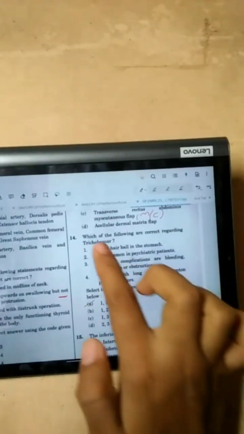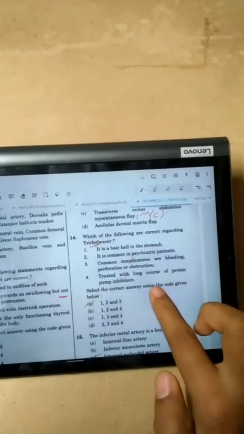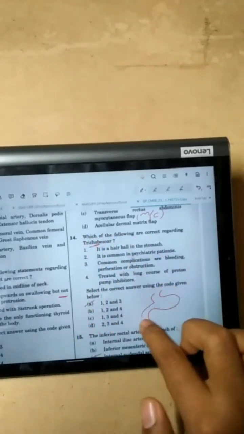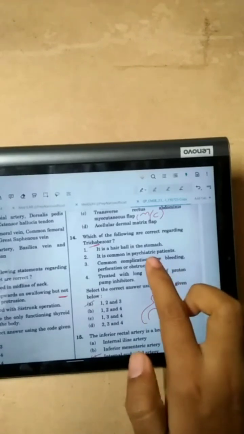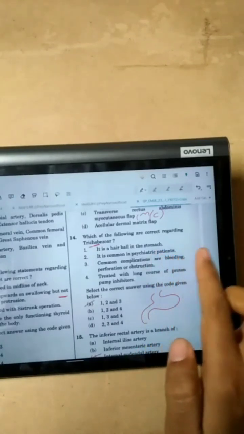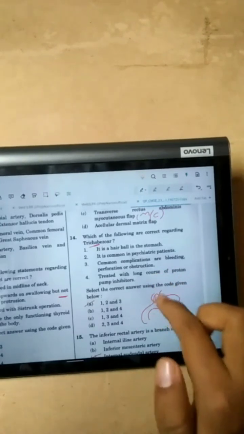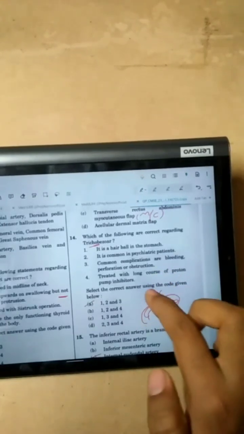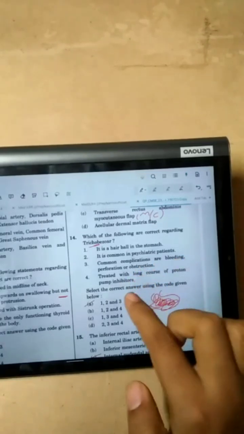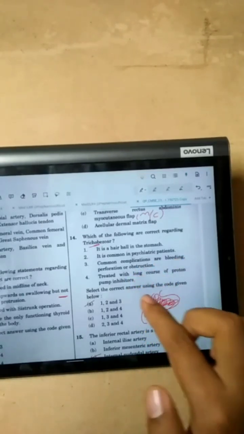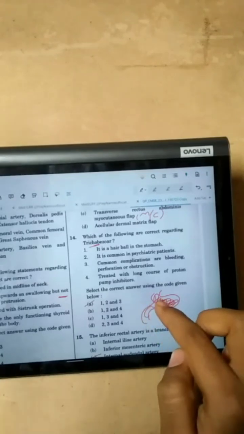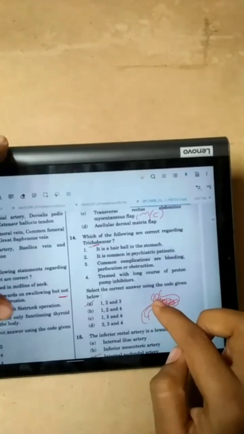So again, trichobezoar, that diagram of the stomach. So hair in a ball, correct. Psychiatric association, correct. It leads to obstruction. It will be filled with hair like this. So it can lead to obstruction, perforation. We don't treat it with PPI. Yes, we treat surgically and remove that. That's it. We don't treat it with PPIs.